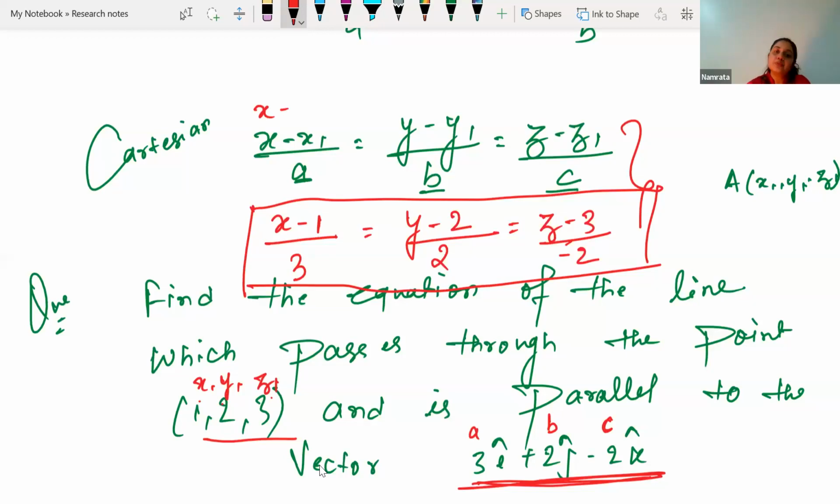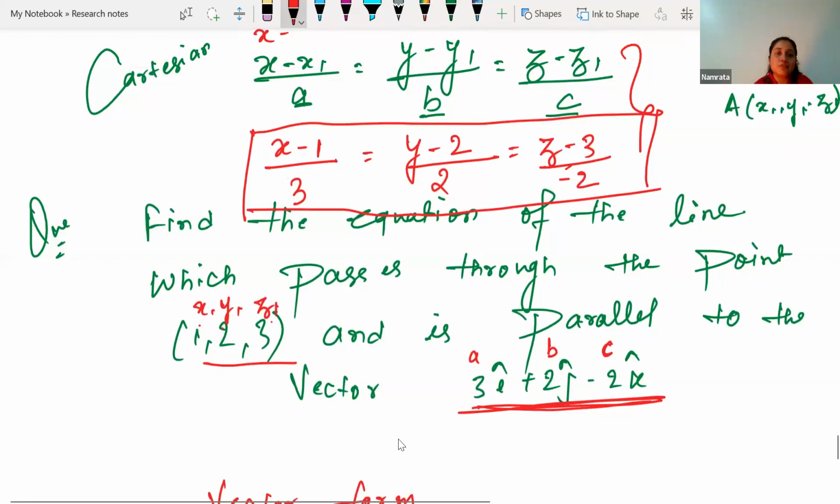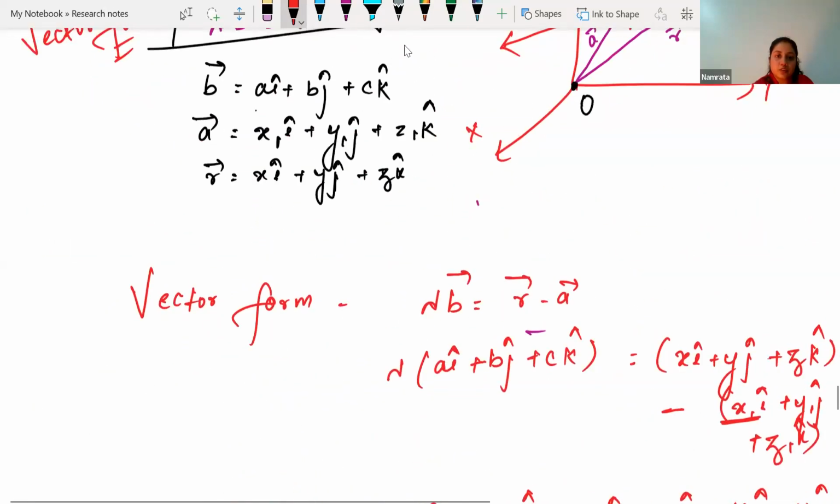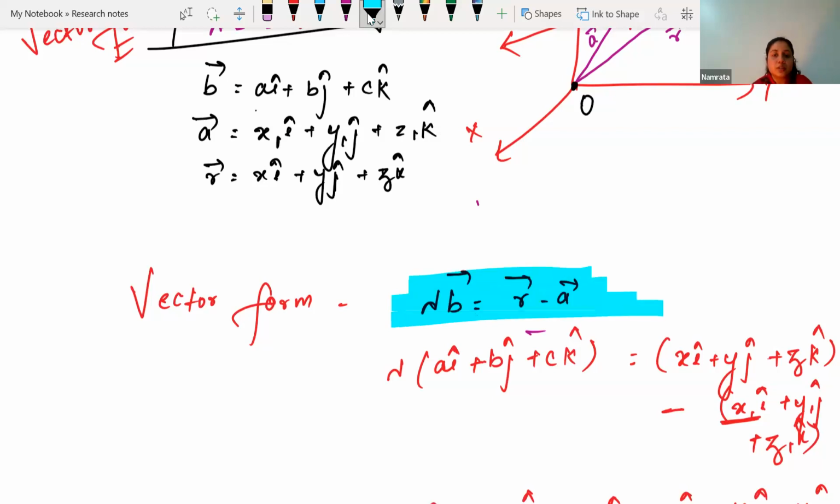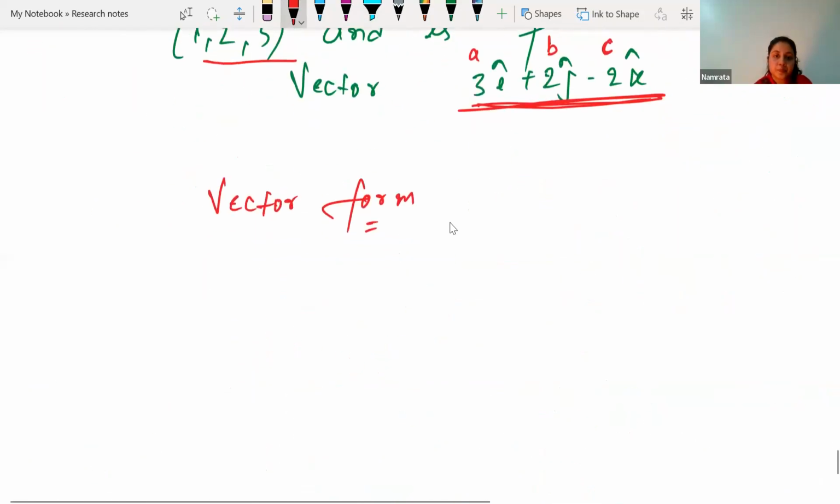Okay, we also have to write the vector form. So let's see what the vector form of the equation of a line will be. We just discussed that the vector form of the equation of a line passing through a point parallel to another line will be lambda b is equal to r minus a. You must know what b is, what r is, what a is. So lambda b is equal to r minus a.